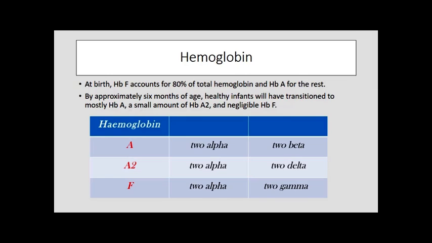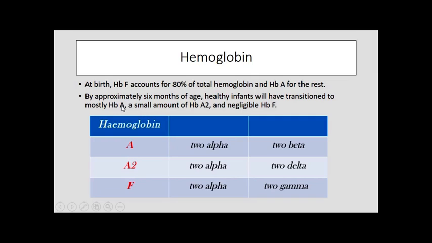This is just for you to see the distribution of the hemoglobin at birth. Hemoglobin F, fetal, accounts for 80% of the total hemoglobin. Okay, the other 20% is hemoglobin A. When we are 6 months of age, notice what happens. Healthy infants will have transitioned to hemoglobin A, and we will have a small amount of hemoglobin A2 and very little hemoglobin F.